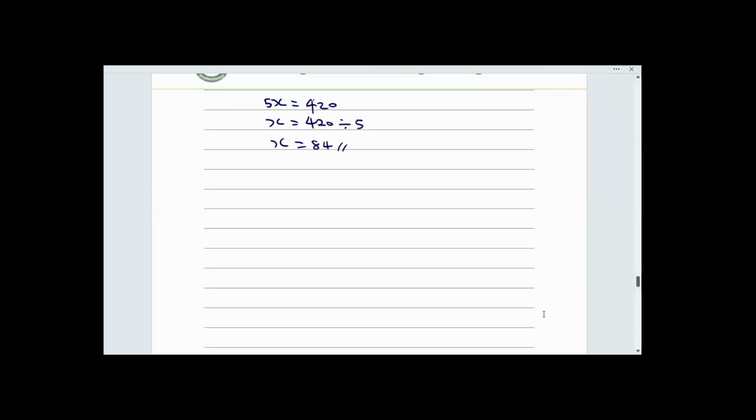5x equal to 420. Therefore, x equal to 420 divided by 5. 84. X is equal to 84 naira. So I would then say shadow price.